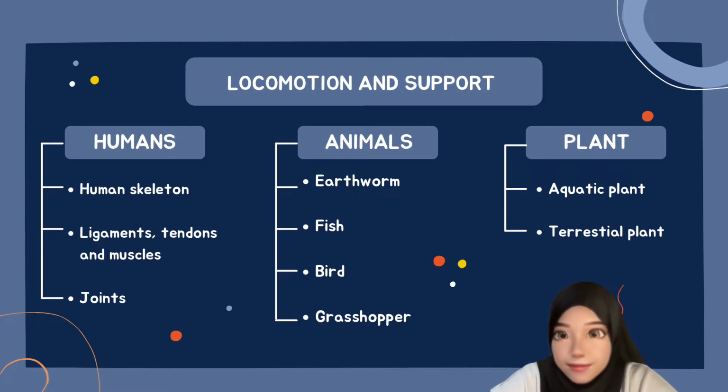Before we go deeper into this chapter, you need to know that locomotion refers to the ability of a whole organism to move from one place to another. And movement refers to a change in the position of any part of an organism's body, but it does not necessarily involve locomotion. Support is provided by a framework called a skeleton.